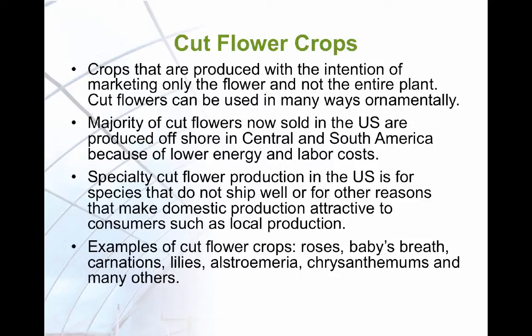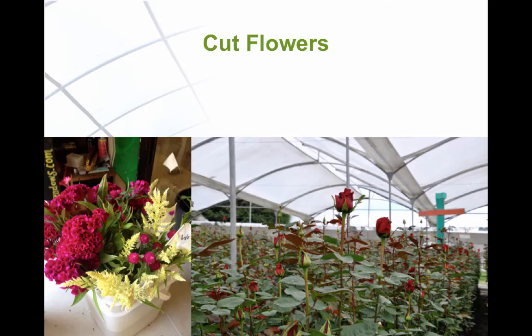However, there is specialty cut flower production in the U.S. for cut flowers that do not ship well, or other reasons that make domestic production attractive to consumers, such as local production. Plants grown for their cut flowers include roses, baby's breath, carnations, lilies, alstroemeria, chrysanthemums, and many others. And here you see an arrangement of cut flowers and also cut roses in production.